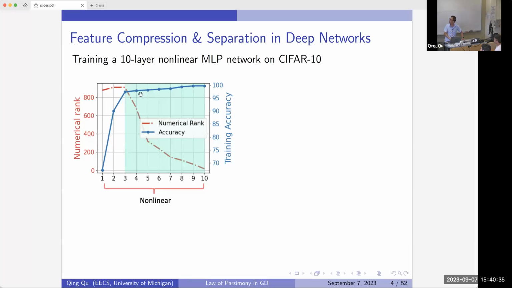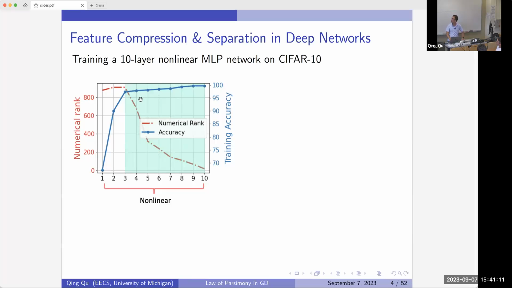For the output of each layer, we do linear probing on that particular layer and report the training accuracy. In this figure, the x-axis is the number of layers, the left y-axis reports the numerical rank, and the right y-axis reports the training accuracy.